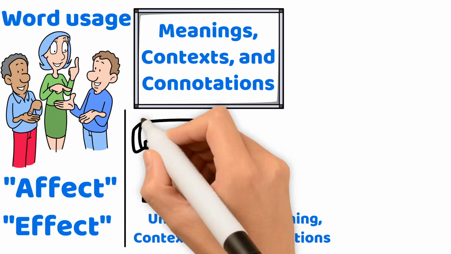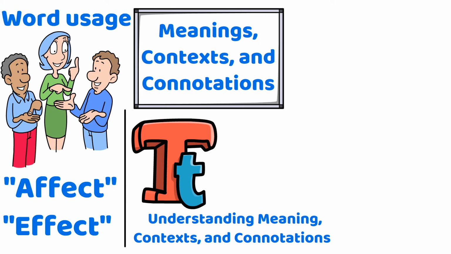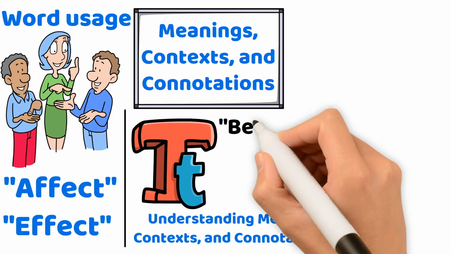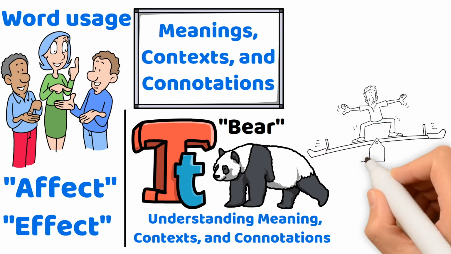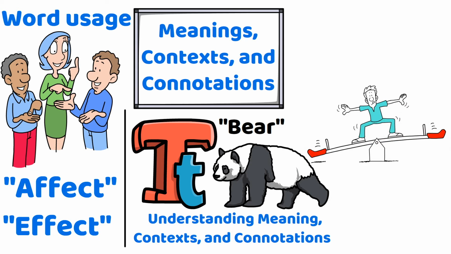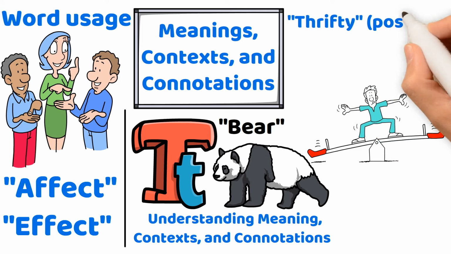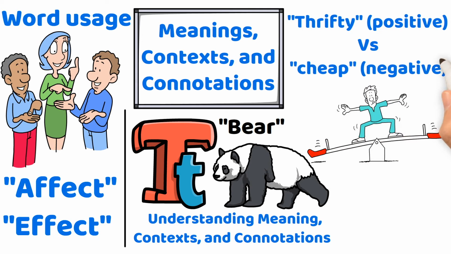Understanding meaning, contexts, and connotations. The meaning of a word can significantly change depending on its context and the connotations it carries. For example, bear can be a verb meaning to endure or a noun referring to a mammal. Positive and negative connotations also affect word choice. Thrifty, positive, versus cheap, negative.